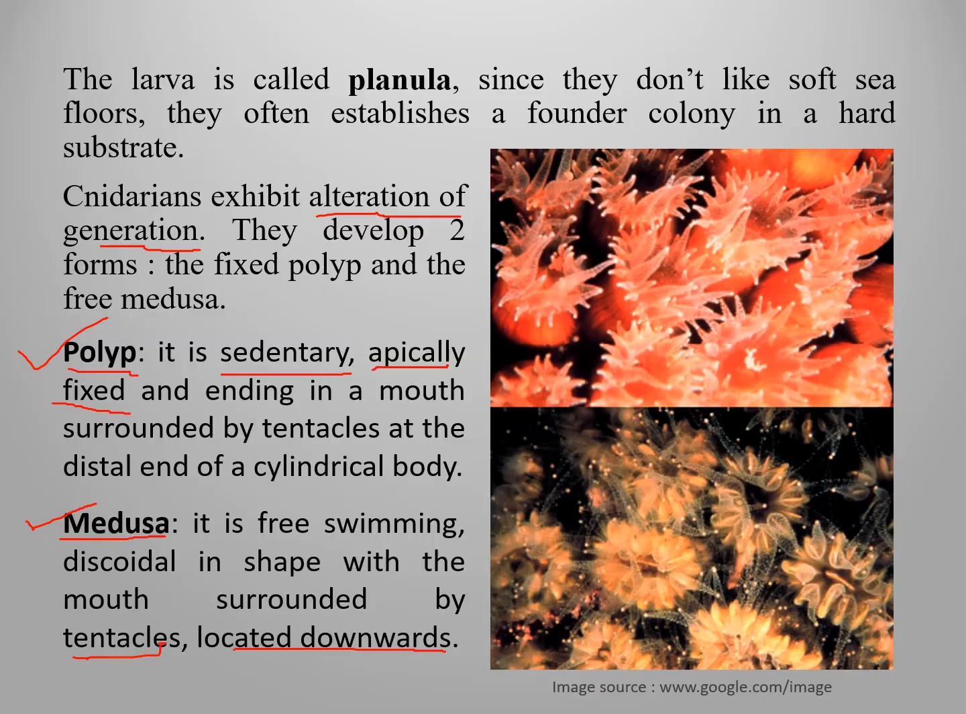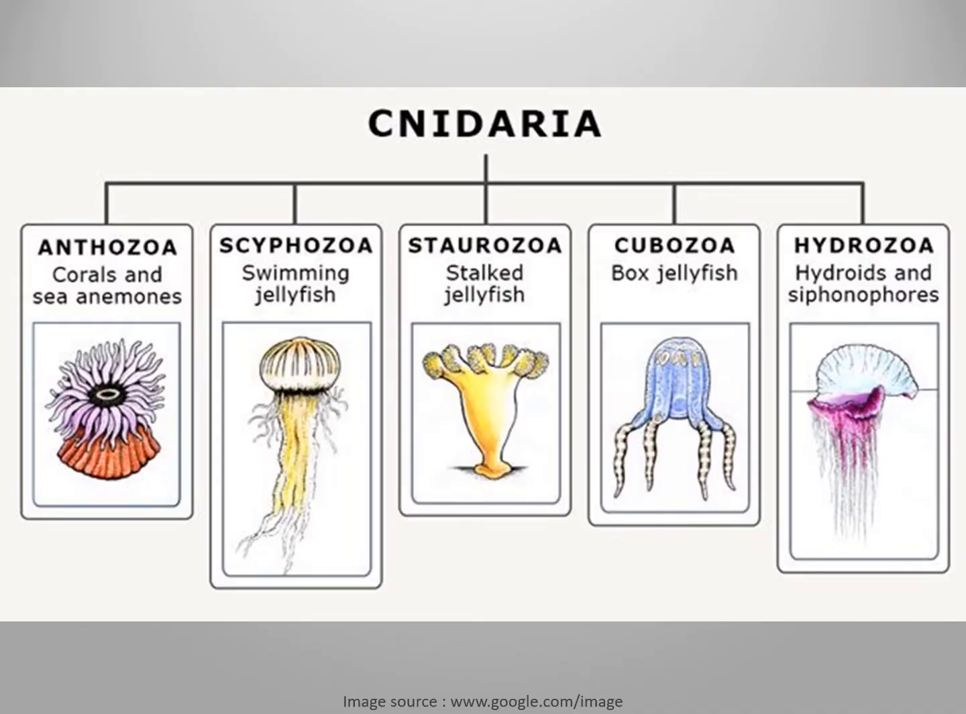of generation. Now, if we look at all the cnidarians, the phylum Cnidaria is subdivided into 5 classes: the Anthozoa, the Scyphozoa, the Staurozoa, Cubozoa, and Hydrozoa. Now, among these 5 classes, in our undergraduate syllabus, we only deal with the class Anthozoa, which basically consists of corals and sea anemones, and within these only corals is in our syllabus.